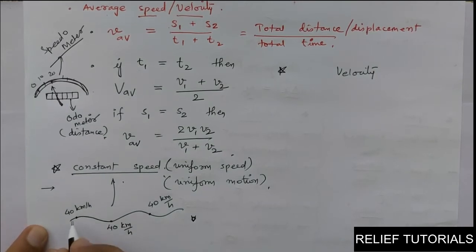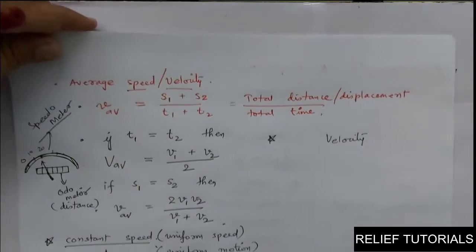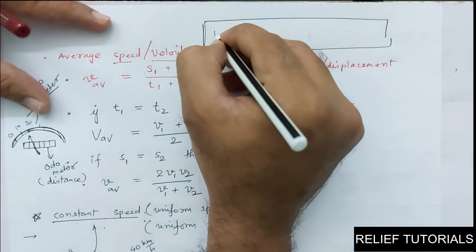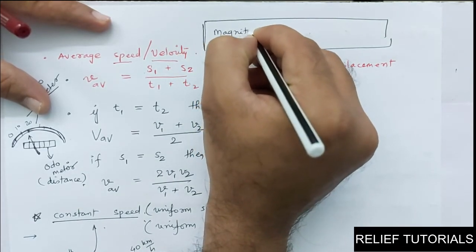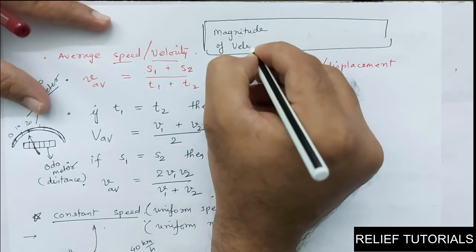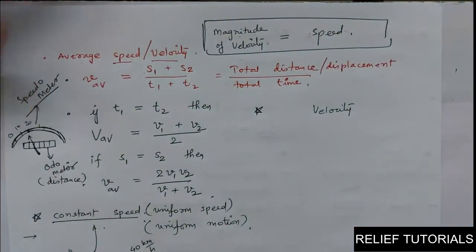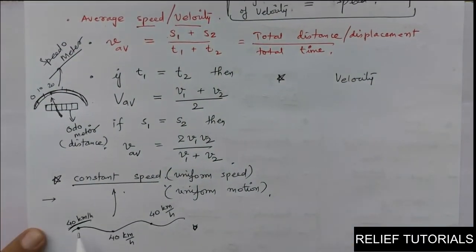Now, if you see here carefully, here the magnitude of velocity is 40 km per hour. Remember one thing. Magnitude of velocity is always equal to speed. Means magnitudely both are same, we can say. Here the 40 km per hour is the magnitude of velocity. Here the value is 40. So it seems to be that it is moving with the constant velocity, but no.